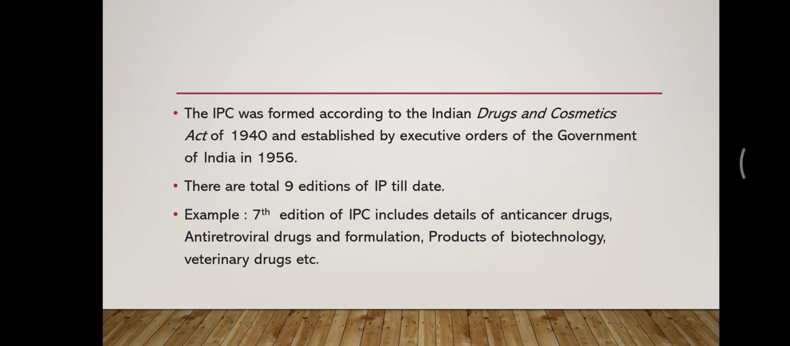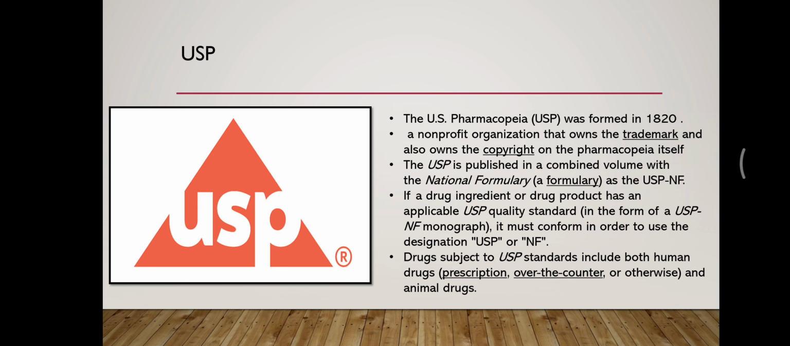Now IPC was formed according to the Indian Drugs and Cosmetics Act in 1940. Till today there are 9 editions of the Indian Pharmacopoeia. For example, the 7th edition of the Indian Pharmacopoeia includes anti-cancer drugs, antiretroviral drugs and formulations, products of biotechnology and veterinary drugs. Okay. Now USP is nothing but the United States Pharmacopoeia, which was formed in 1820, and it is a non-profit organization, and it has its own trademark as well as it also owns the copyright on the pharmacopoeia itself.